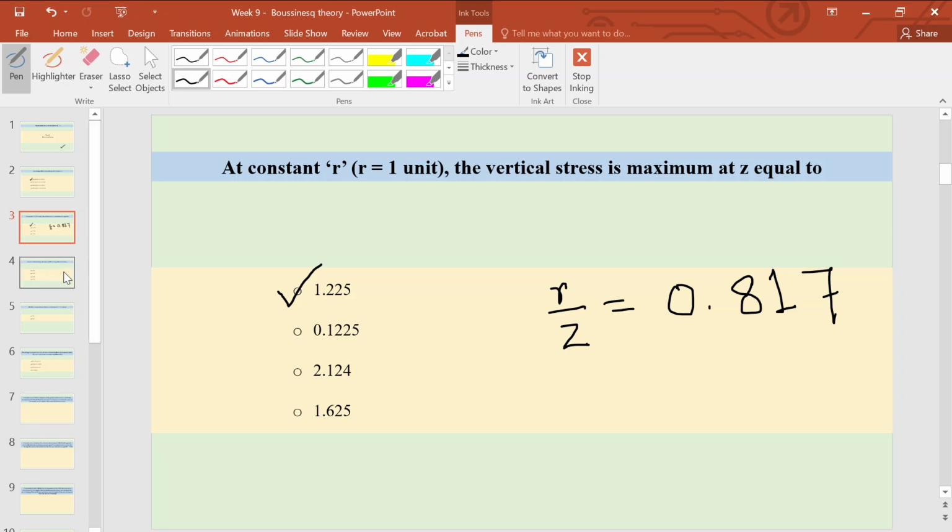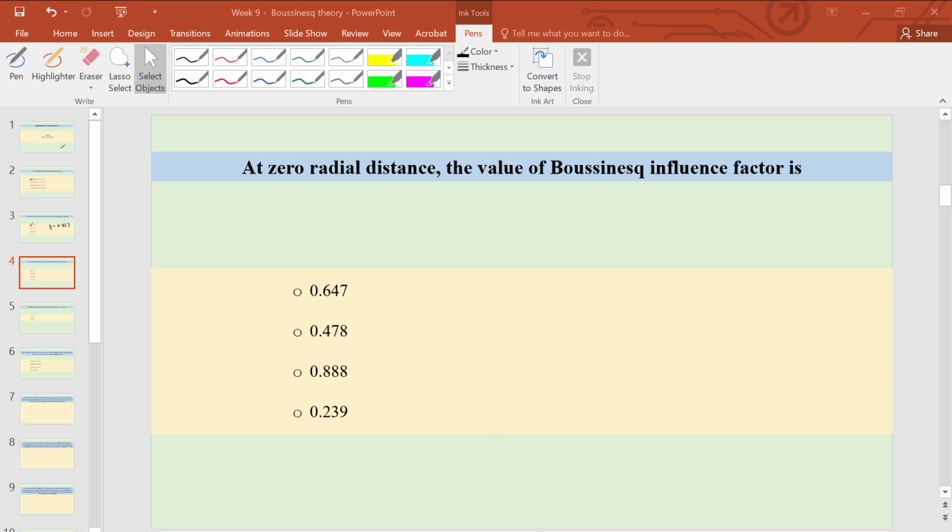Next question. At 0 radial distance, the value of Boussinesq influence factor is. What is the value?